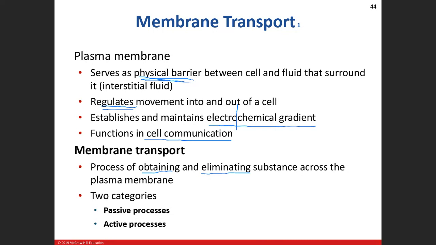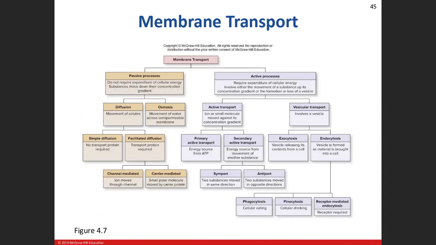So the two types of categories that we're going to talk about are passive and active processes. I'm going to go through the characteristics of each because it's really important that you know that. I'm going to start off with the general characteristics. We're going to start off with passive first.